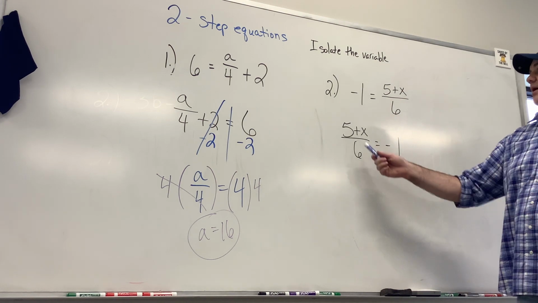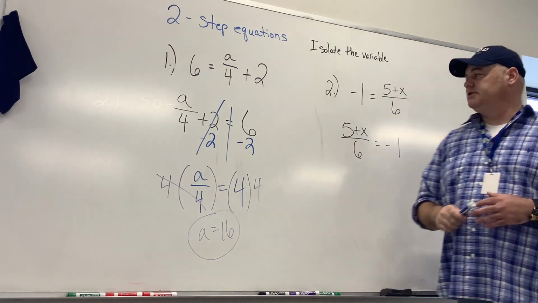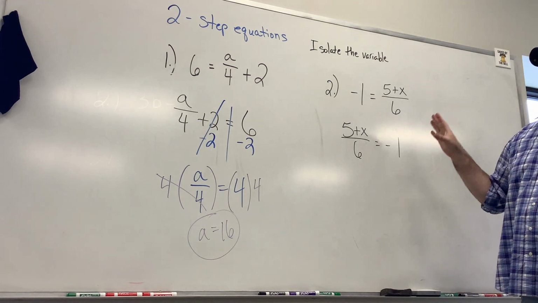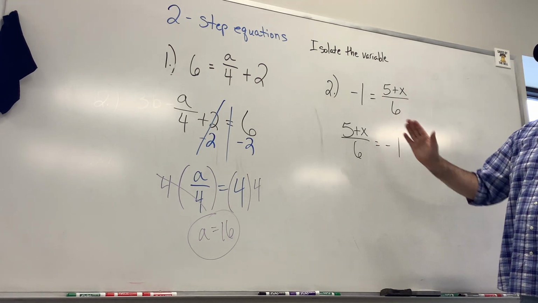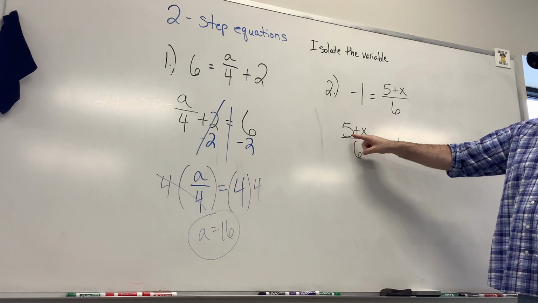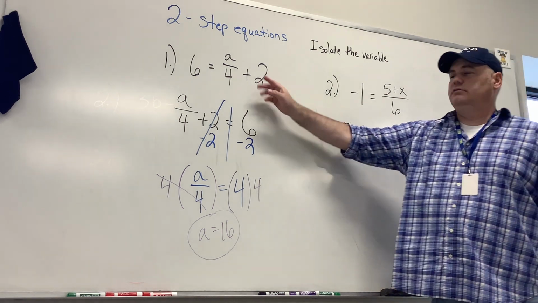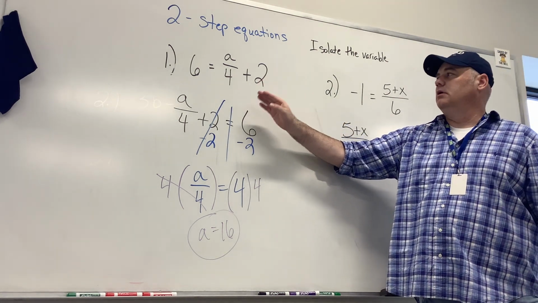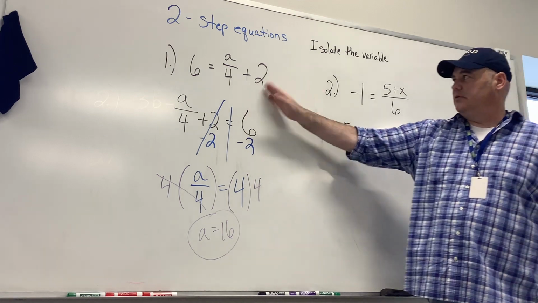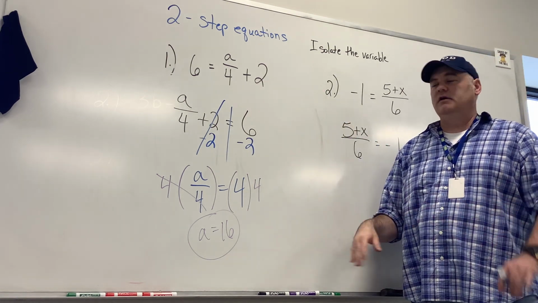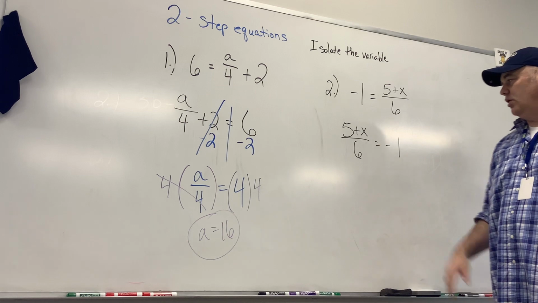So this problem is different than this one. Okay, I want you to see that. And if you have to run it back a few times, really look at why that is. This 5 is part of the fraction. This 2 was not part of the fraction. So that was the main difference. That's why we could move just the 2. It was out by itself. I could just subtract it and it was gone.